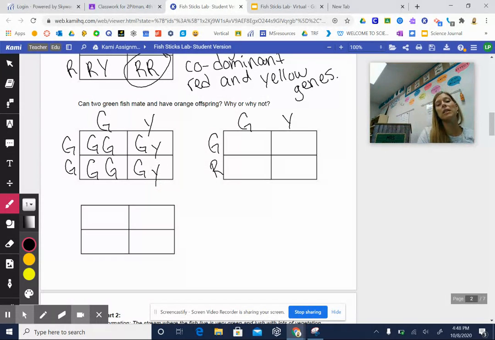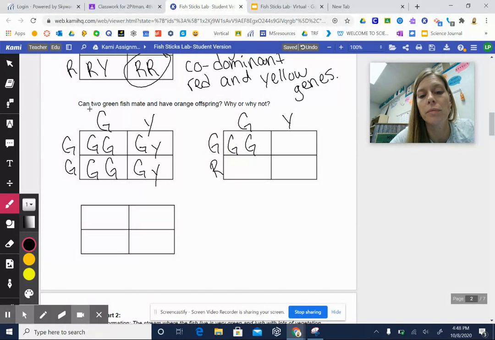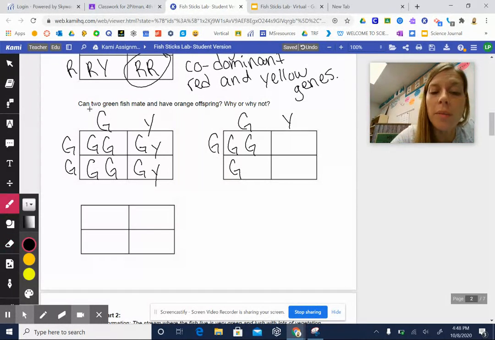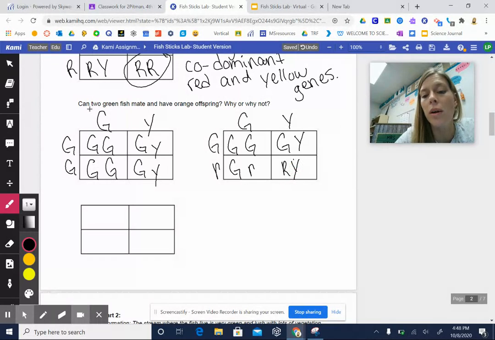here I didn't end up with any other color other than green because they all have that dominant green allele. So I'm going to work through this one. Oh, I made a mistake there. That should be a lowercase r because it is a recessive gene. So there we go, lowercase. But here you notice that if I bring down this yellow and I bring over this red, I end up with that co-dominant red and yellow. They can have an orange fish.